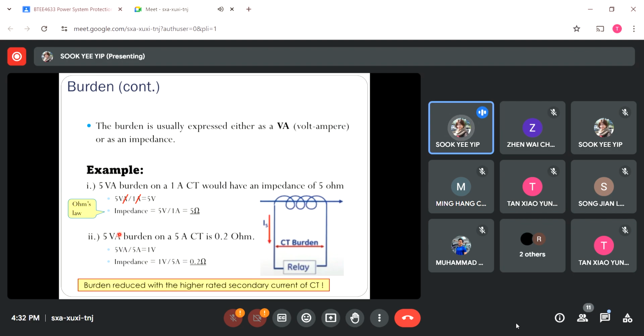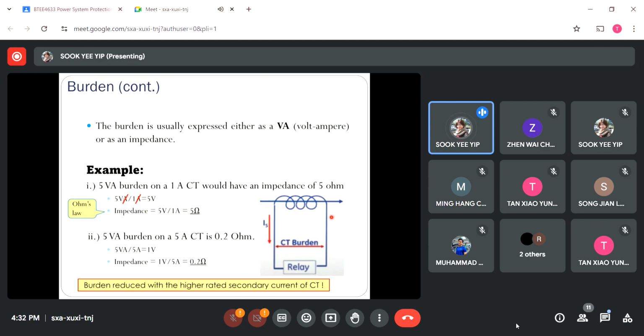So what happens if I have the same relay with the burden of 5 watt amperes, but this time I change the current transformer and its secondary current is rated at 5 amp instead? This is 1 amp, this is 5 amp. With the same burden rating for this relay at 5 watt amperes, whenever we change the current transformer, you will notice that in units of ohms, which is impedance, this 5 watt amperes burden from this relay is actually equivalent to 0.2 ohm, which is not the same as the first case here.